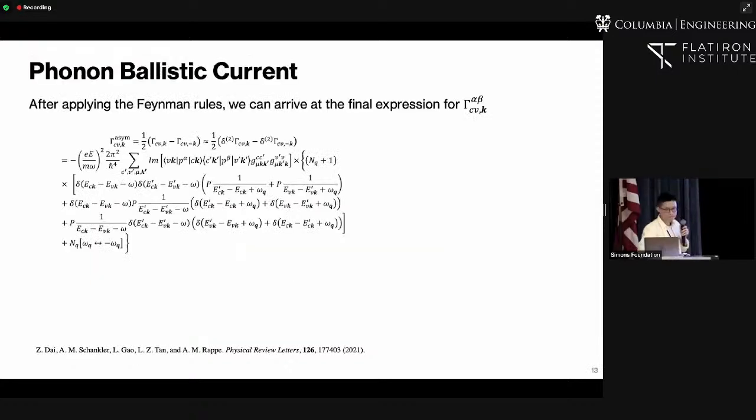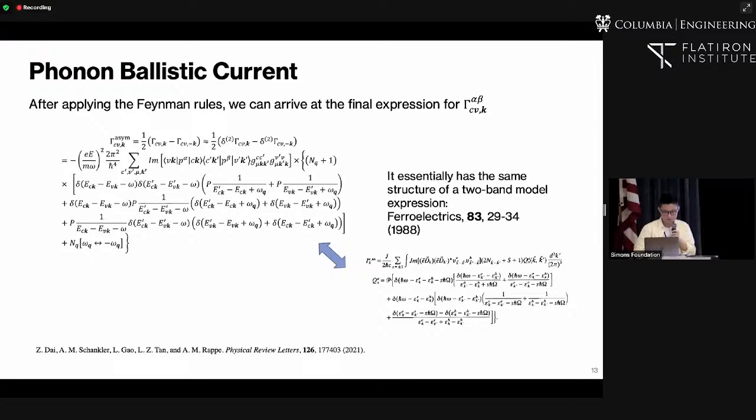So that's what you will end up with if you apply the Feynman rule, which is quite a monster expression. But if you compare it with the earlier work, which is based on the two-band model, you can see that it essentially has the same structure. Another nice thing about this expression is that all the ingredients, all the components here can be evaluated from first principles, such as the momentum matrix or velocity matrix, the electron-phonon coupling, the band energy, and the phonon energy. So this can all be obtained from either density functional perturbation theory or density functional theory.